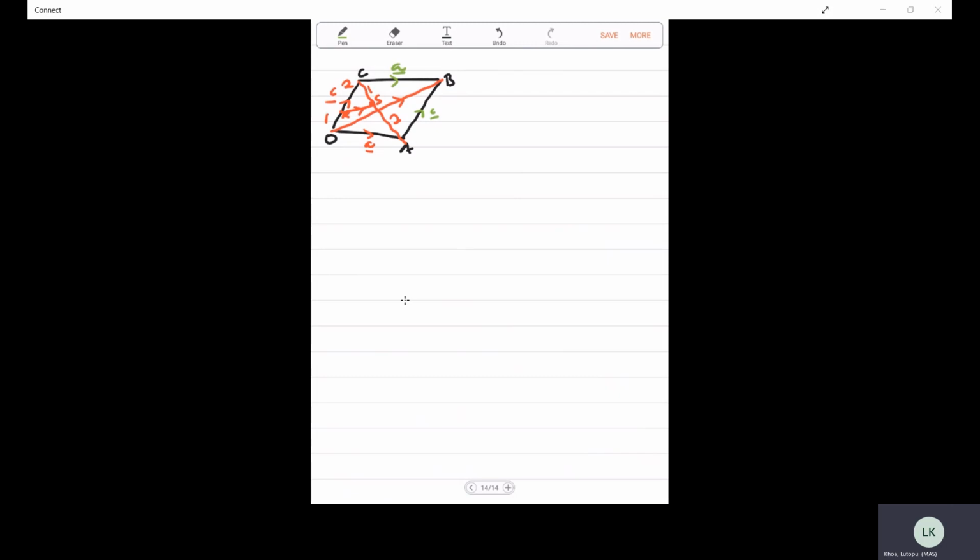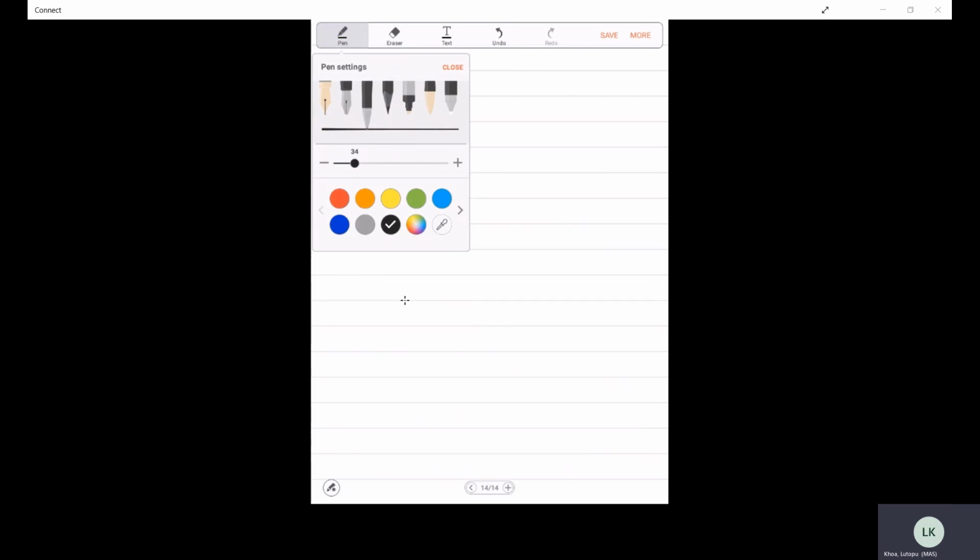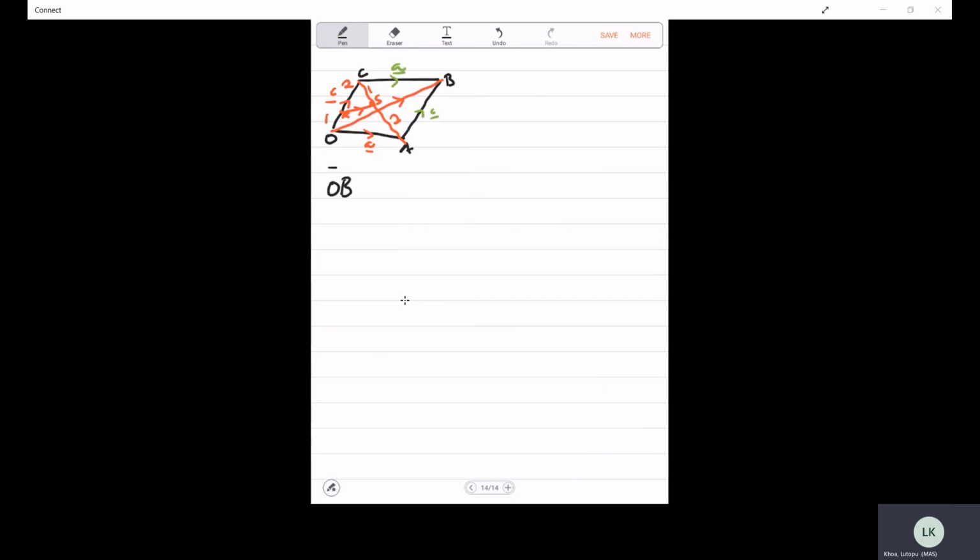All right. So first thing we need to find is OB. Now OB is OA plus AB, and this is just equal to A plus C. So that one is pretty simple, very straightforward to do.